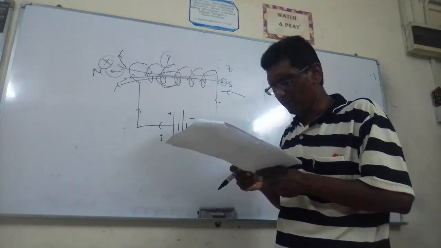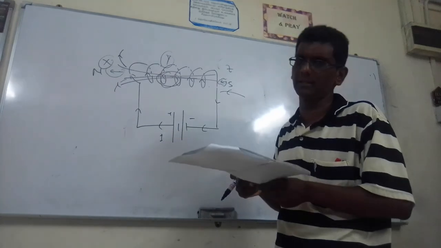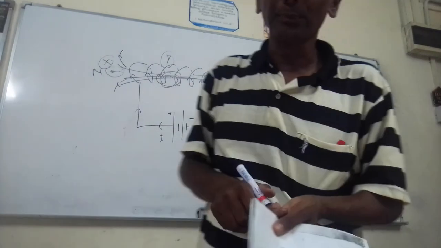Question number 16. Which of the following materials is the most suitable for the core of the electromagnet? The core of the electromagnet is soft iron. Soft iron. Okay, soft iron.